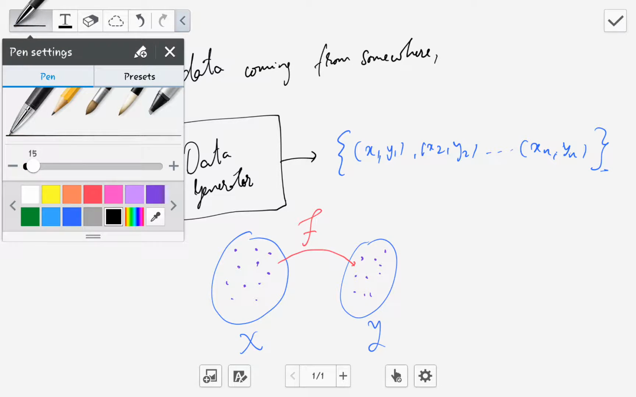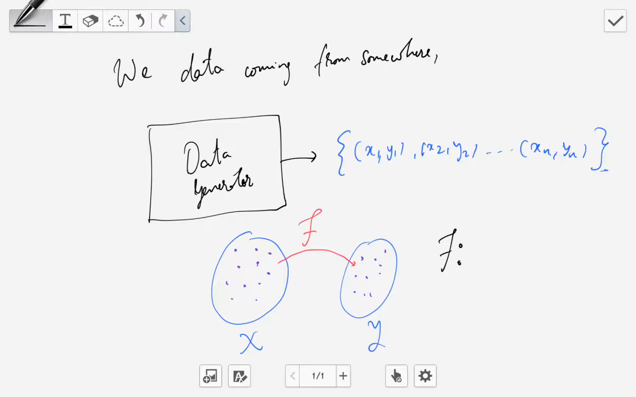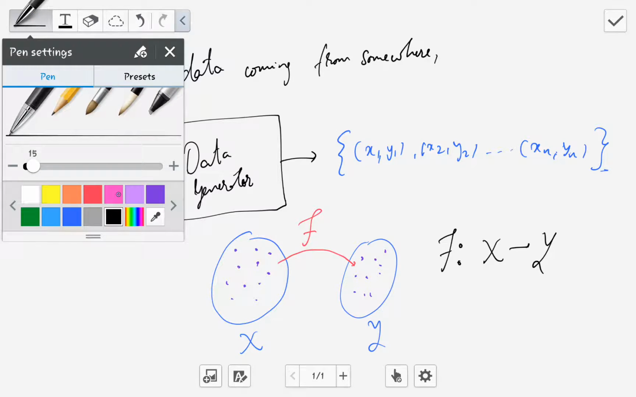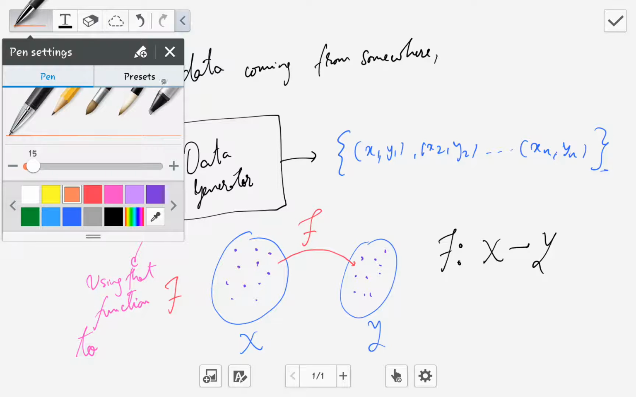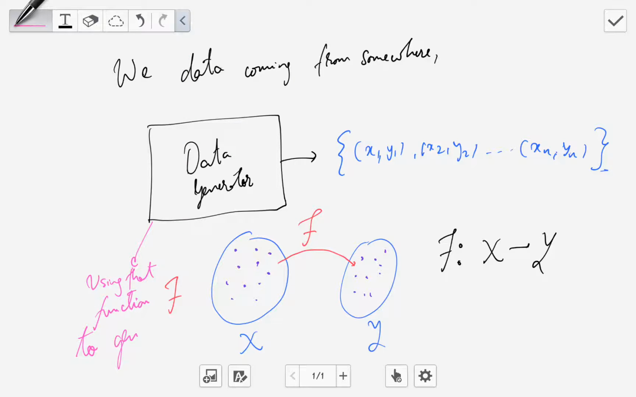f is a function from x to y. Whatever that function is, this data generator is using that function f to generate these data points.